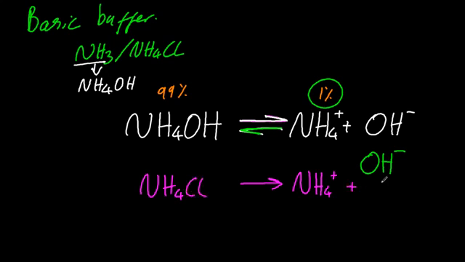Where am I going to find those? Well, throw in ammonium chloride. That's 100% soluble. It 100% dissociates, and I'm going to have loads of ammonium. So now when I add OH minus, I can go back in that equilibrium.